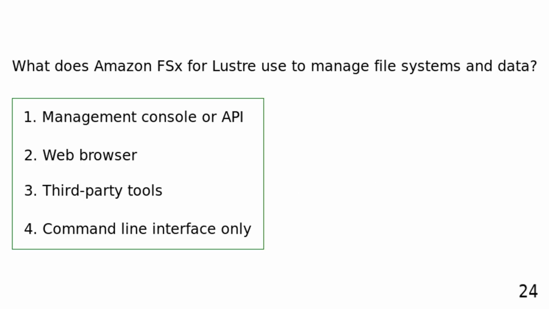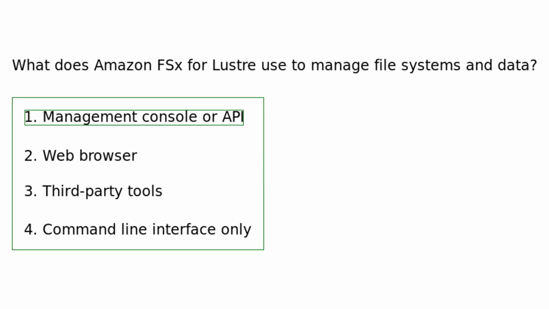What does Amazon FSx for Lustre use to manage file systems and data? Management Console or API. Web browser. Third-party tools. Command line interface only. Amazon FSx for Lustre uses either the Management Console or API for managing file systems and data.